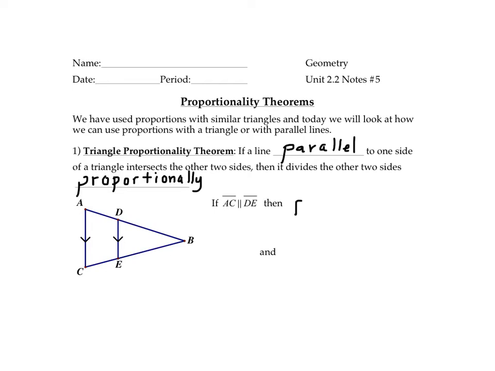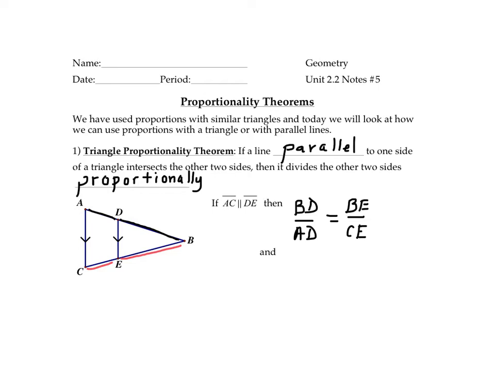So BD, this little line segment right here, would compare to AD, this portion right here, in the same way that EB, or BE, compares to EC, or CE, on the other side of the triangle. So those two segments are in the same proportion as the two segments on the other side.